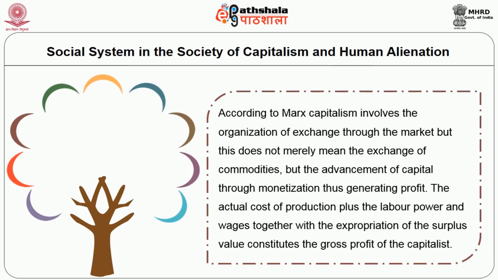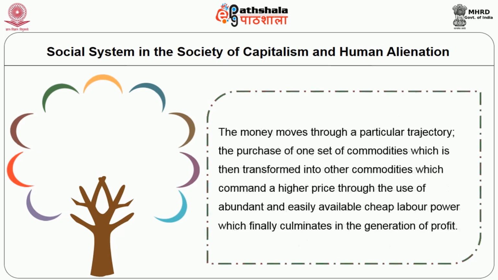The actual cost of production plus the labor power and wages, together with the expropriation of the surplus value, constitutes the gross profit of the capitalist. The money moves through a particular trajectory: the purchase of one set of commodities which is then transformed into other commodities, which command a higher price through the use of abundant and easily available cheap labor power, which finally culminates in the generation of profit.